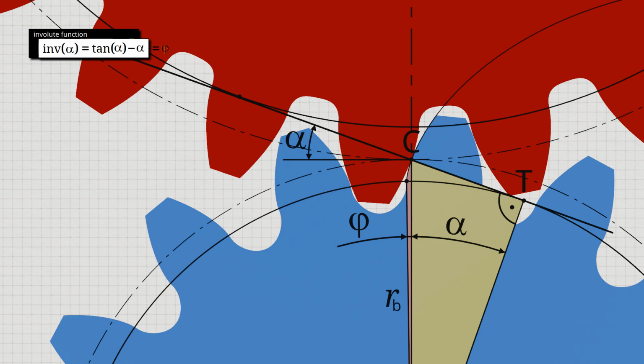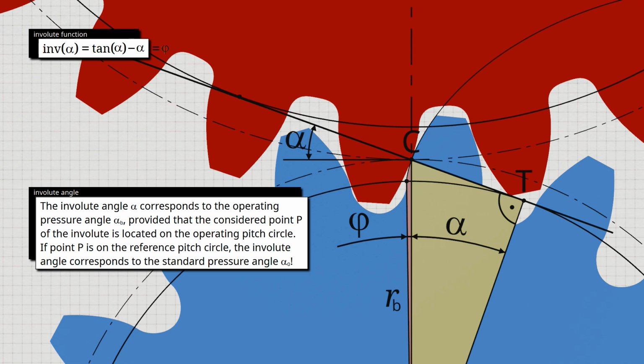If the point P lies on the reference pitch circle of the gear, the angle obtained is the standard pressure angle alpha 0. So note, the involute angle alpha corresponds to the operating pressure angle alpha B, provided that the considered point P of the involute is located on the operating pitch circle. If point P is on the reference pitch circle, the involute angle corresponds to the standard pressure angle alpha 0.